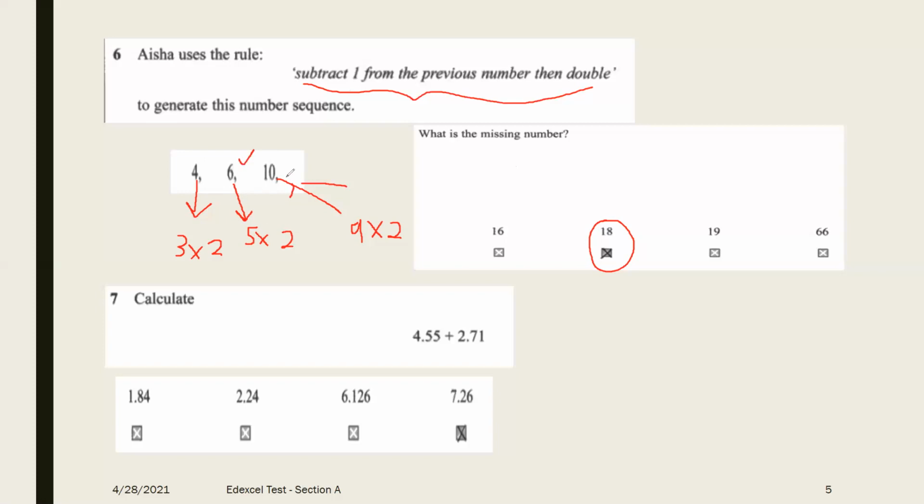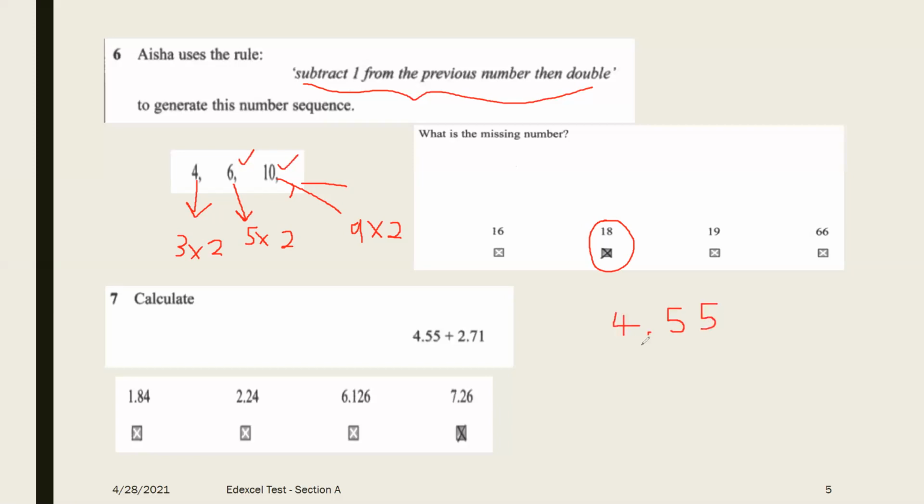5 times 2, it's 10. It's correct. 10 minus 1, it's 9. 9 times 2, it's 18. Right. See, the 7th question you have to calculate. Now, when you get a decimal addition, the best thing is you better write one under the other. Then you don't make any mistake, right? So that is what I'm going to do.